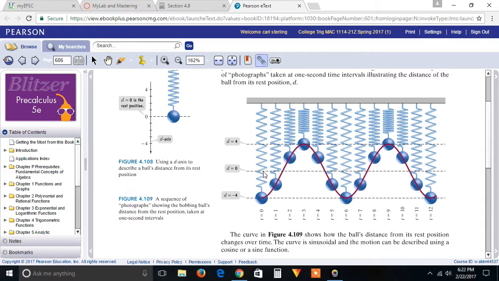They have the amplitude of the ball and spring. This ball and spring can travel up 4, or it can travel down 4. I will assume that's centimeters, but I'm not sure. They call that the amplitude here. When we go to analyze simple harmonic motion, we're going to call that the maximum displacement. So it can come up 4, it can go down 4.